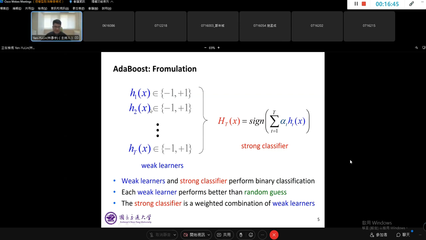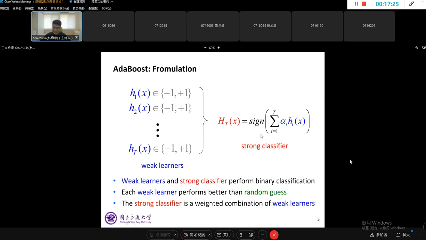For simplicity, we consider the binary class classification problem. Given a particular data point, it could be training data or testing data, we fit x into each of the weak learners, and the weak learner performs binary class classification. So the output of h, lowercase h, of the weak learner is either -1 or +1, negative or positive, because we are dealing with a binary class classification problem.